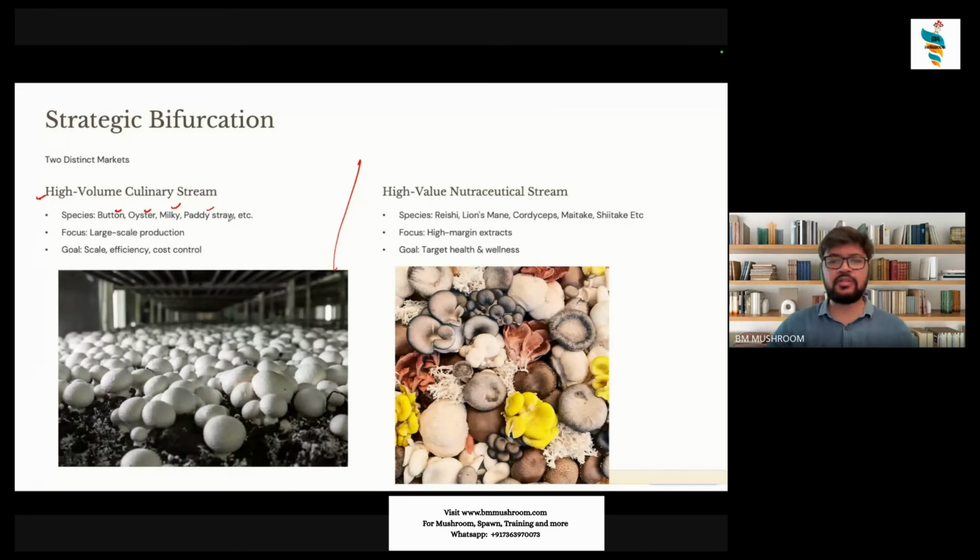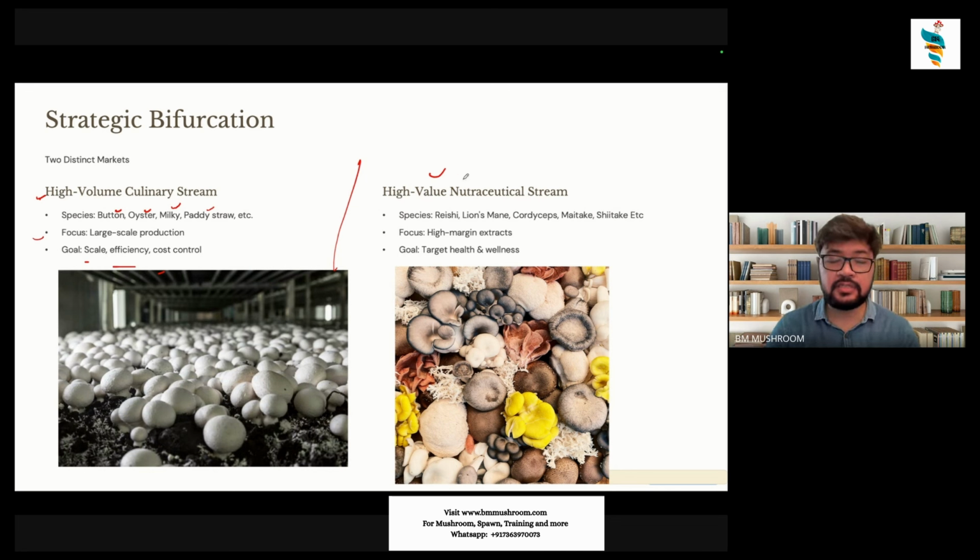It depends upon the place or country we are living in. But a lot of mushrooms have already been commercialized. So we can see their focus is large scale production. Their goal is scale, efficiency, cost control. Okay. And another one is the high value nutraceutical stream.